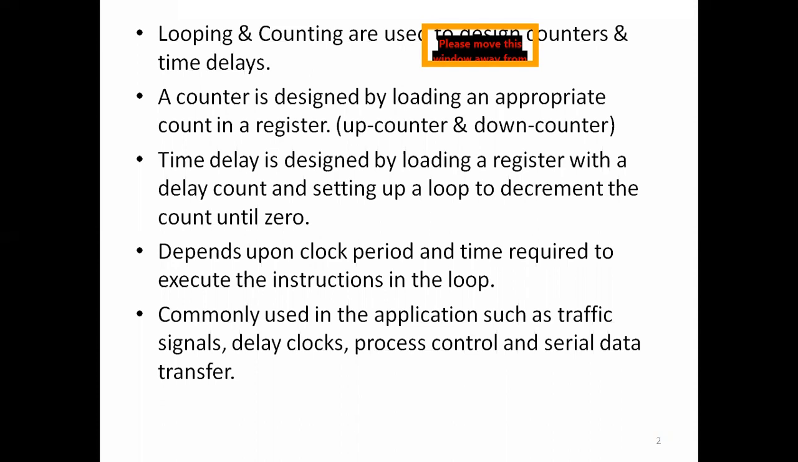Now there are two kinds of frequencies associated with the crystal. One is crystal frequency and another is operating frequency. And operating frequency is always half of the crystal frequency. Suppose the crystal frequency is 5 megahertz, then the operating frequency will be 2.5 megahertz. And the clock period will be 1 upon 2.5 megahertz, that will be equal to 0.4 microsecond.